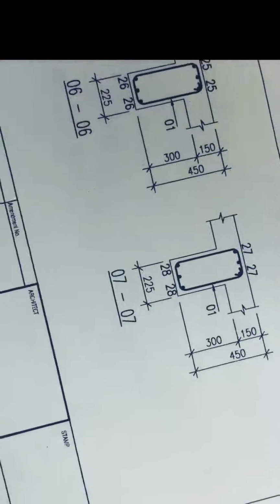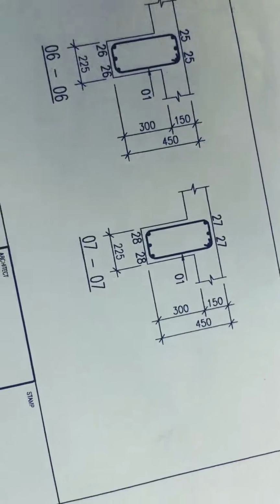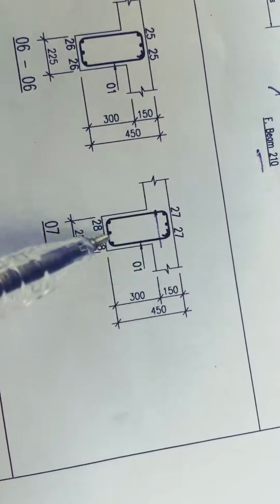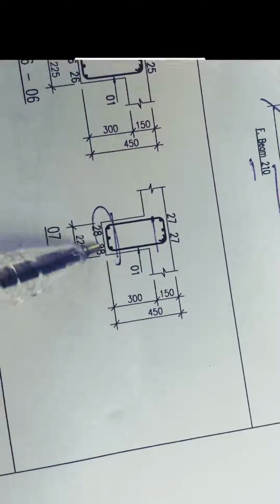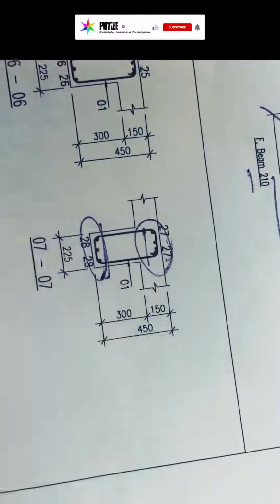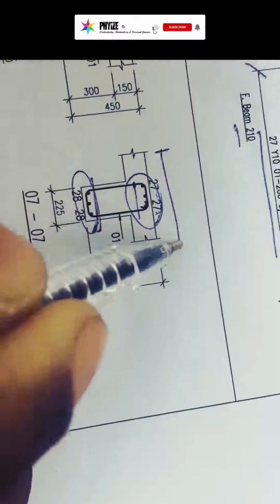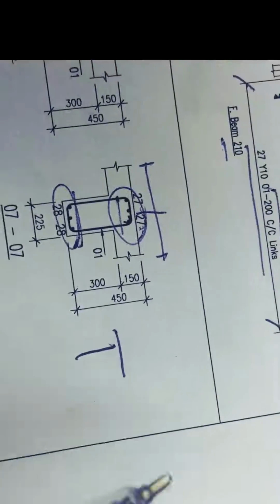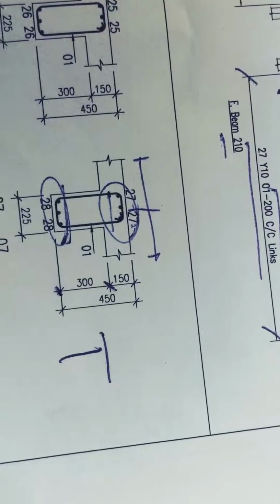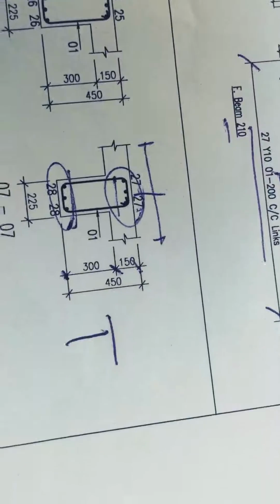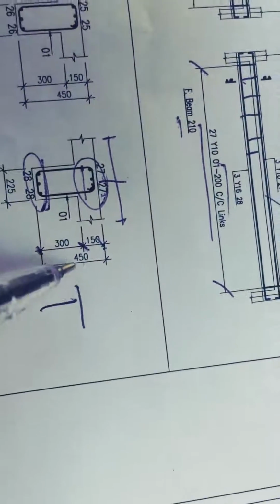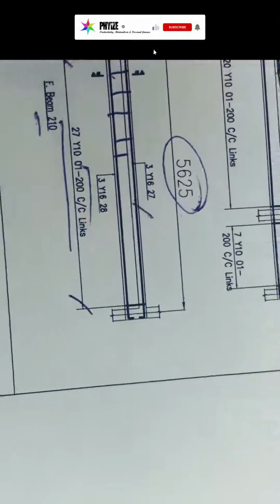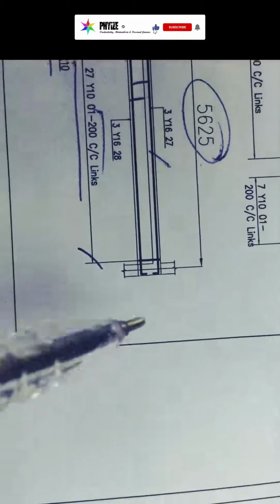So here, coming to the section of the beam itself, we have the top reinforcement and the bottom reinforcement, the 3Y16 and then the 3Y16. This is actually a T beam, just like a letter T, and then this indicates the beam itself, which is 300, and the slab, which is 150. So here altogether the beam and the slab is 450, and then the same thing happens here also.